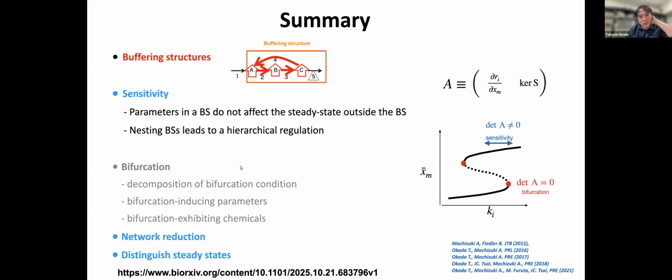Okay, here's a summary. Today I explained roles of buffering structures. The first one is sensitivity. Today I didn't explain anything about bifurcation properties, but buffering structures are also useful to understand bifurcation properties of chemical reaction networks. And buffering structures can also be useful to perform network reduction or distinguish steady states.